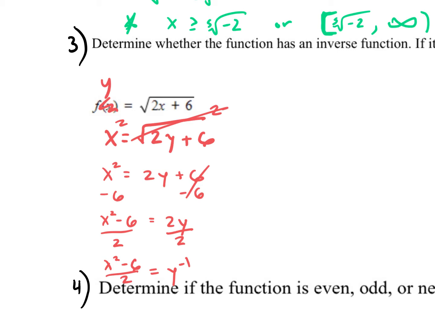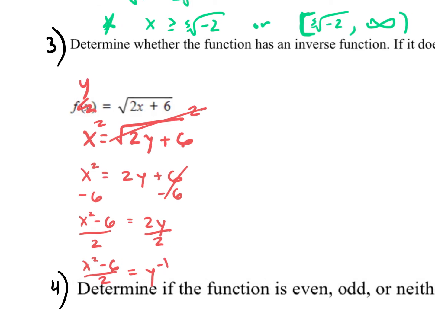So remember, the midterm is multiple choice, so you could see it like this, or if they simplified it a little bit more, it would be x squared over 2 minus 3. Because it would be like x squared divided by 2 and negative 6 divided by 2. So you could see it like either one of these.